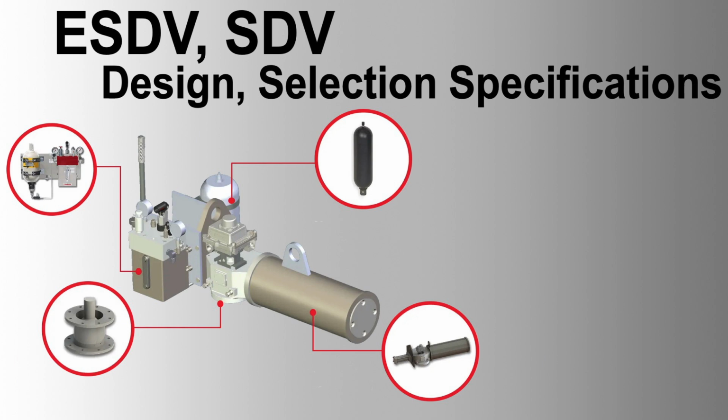Primary use: ESDVs prevent the release of hydrocarbons during emergency situations. SDVs isolate specific sections for maintenance or in response to abnormal conditions. Design and selection criteria. Valve design: 1. Body and bonnet. Material: carbon steel, stainless steel, or alloy steels, such as Inconel, depending on fluid composition and operating conditions.